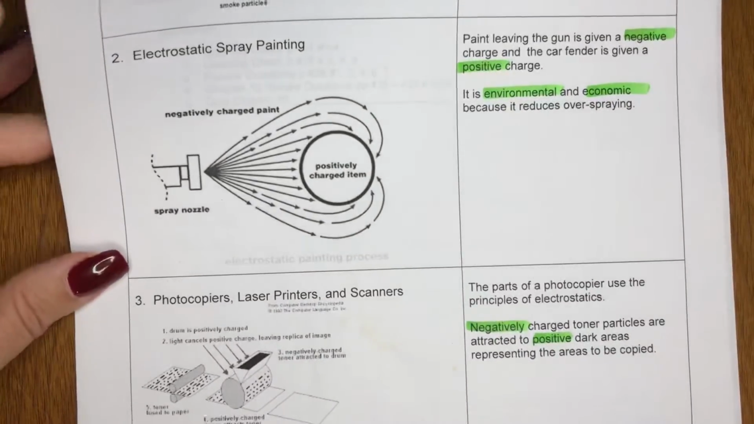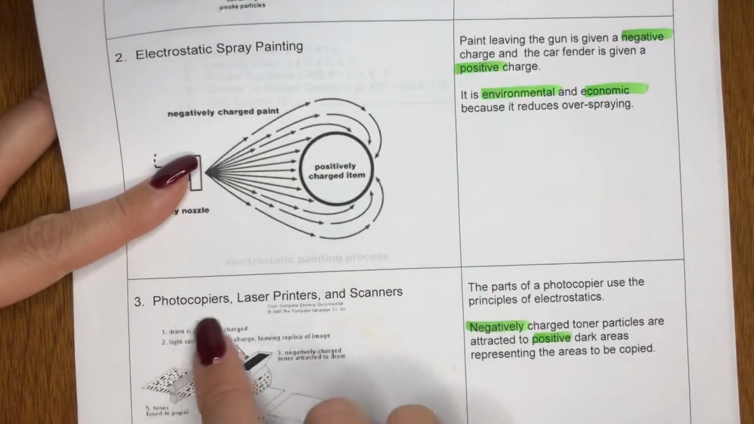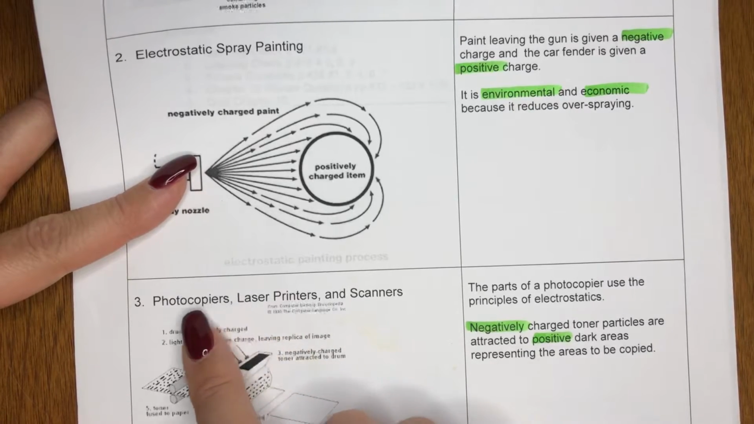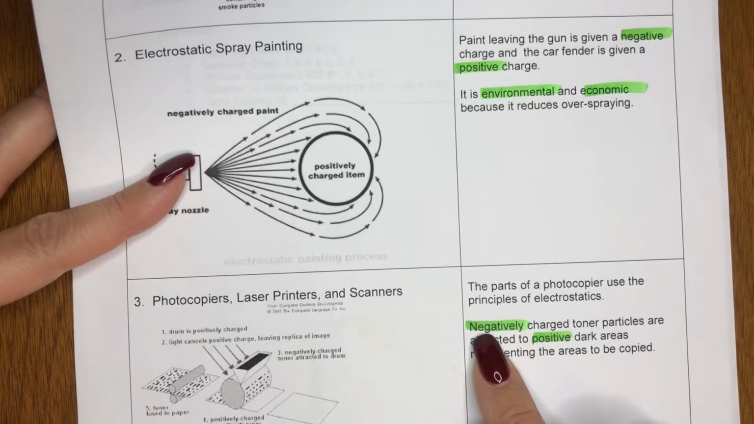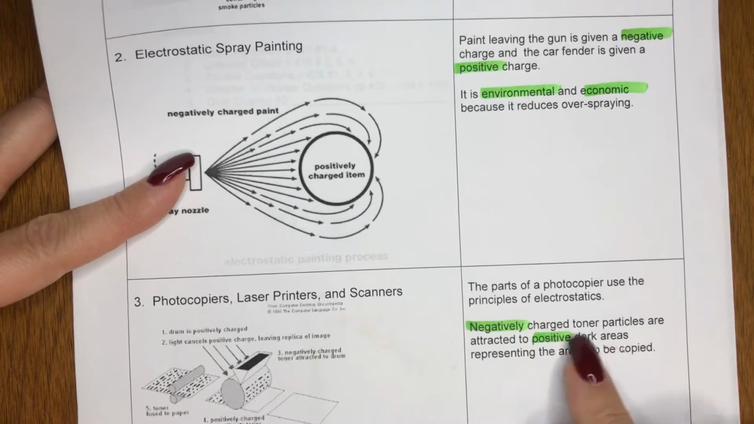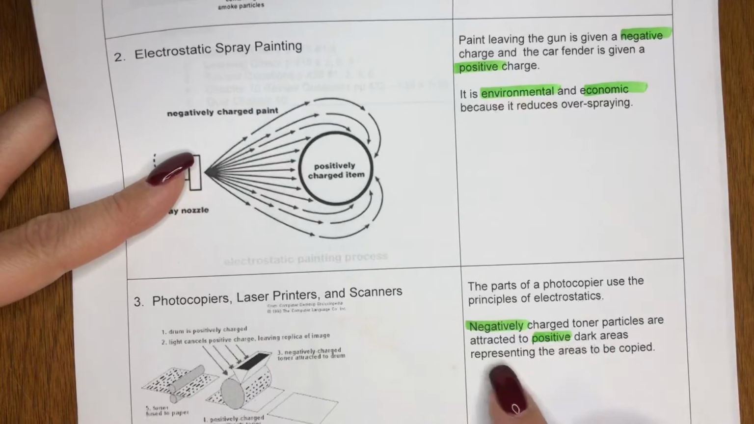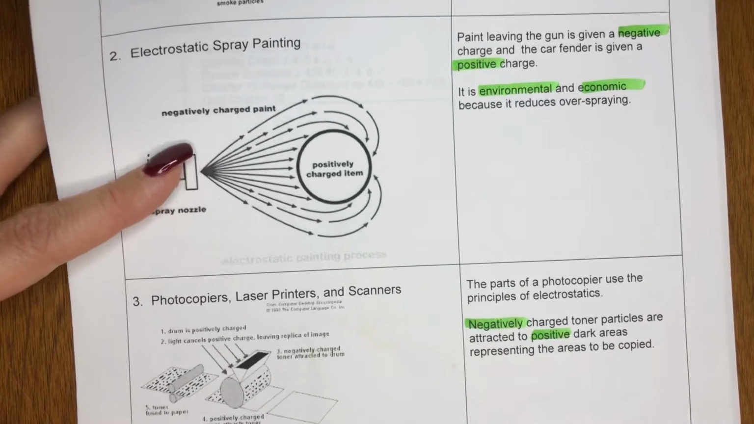The third type is photocopiers, laser printers, and scanners. These all work on the same premise. They use the principles of electrostatics. There is negative toner, and it's attracted to the positive dark areas representing the areas to be copied.